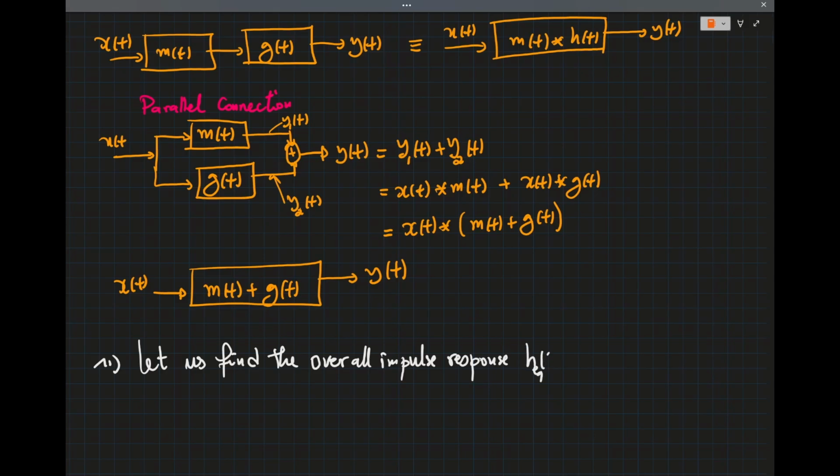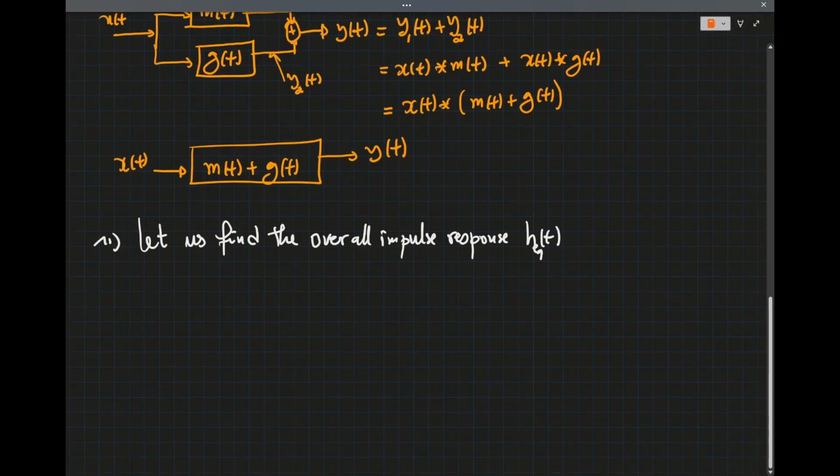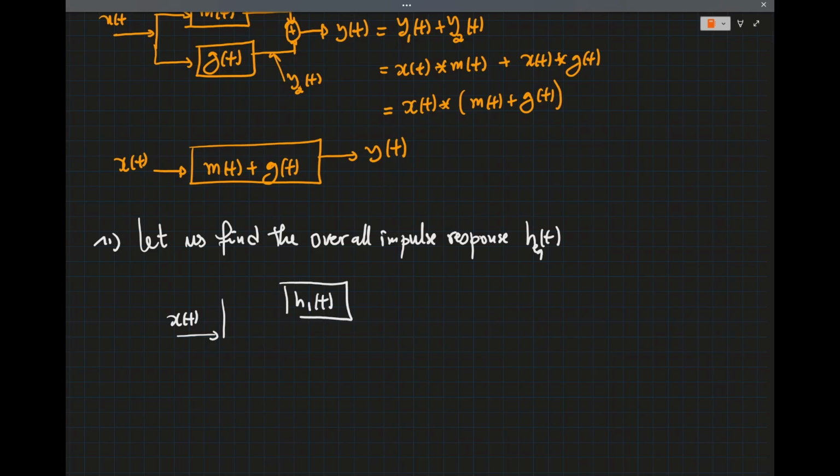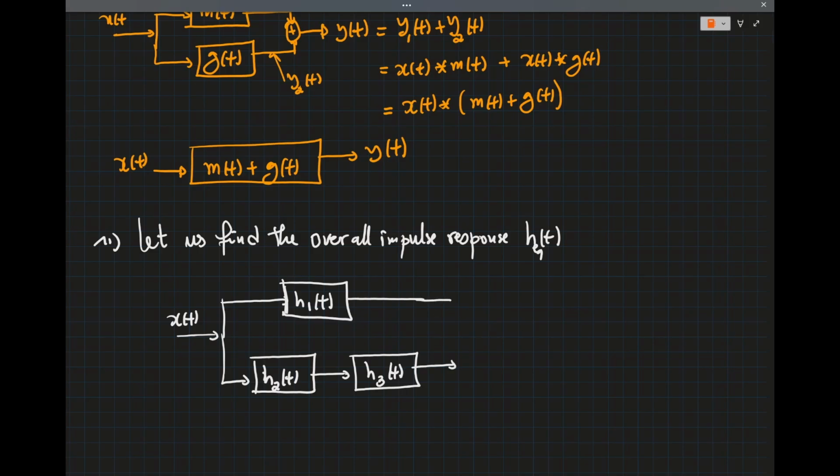H equivalent of t of the system. So the system is given by x of t, then we have h1 of t here, and here we have h2 of t and h3 of t that are connected in series. And this is the output y of t.